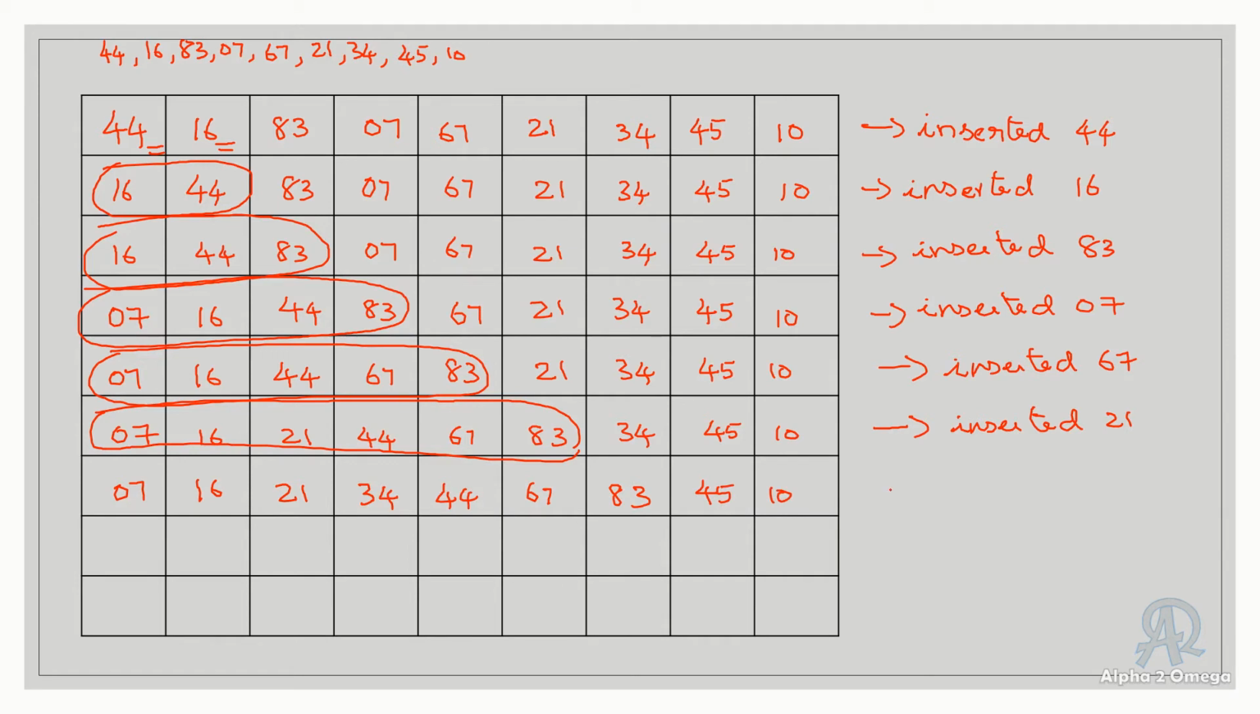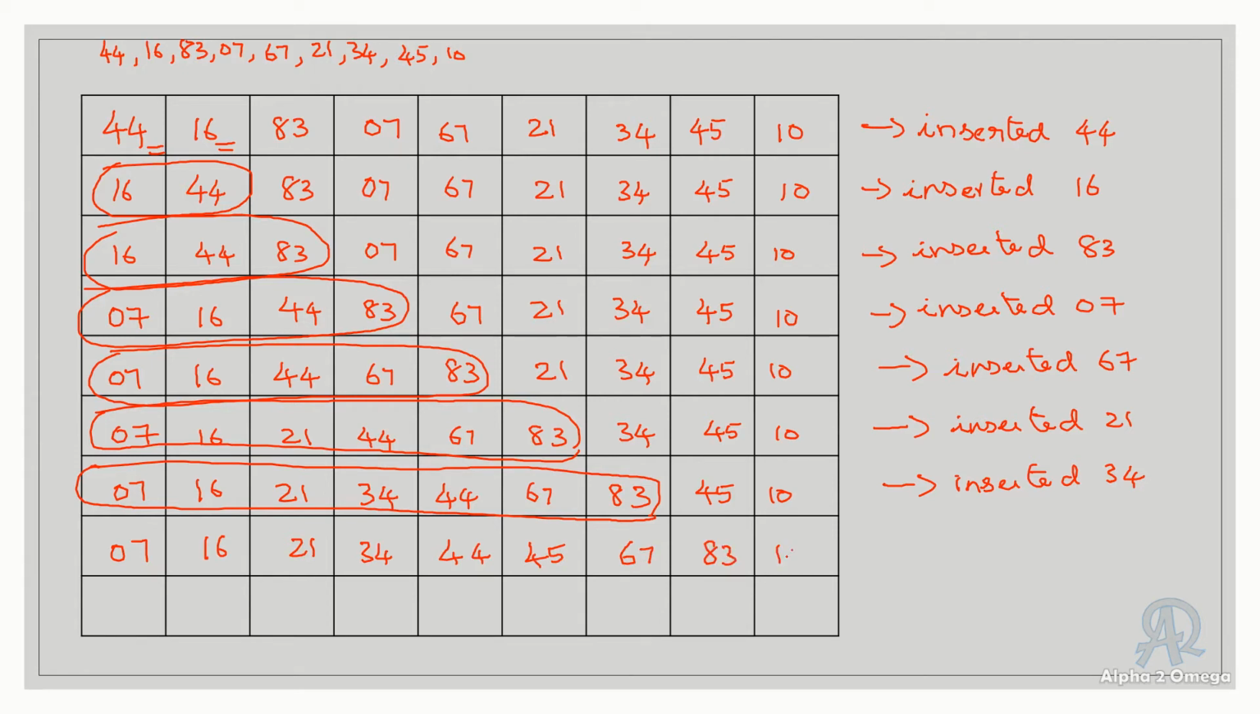Okay, so now what is inserted here? 34 is inserted. Okay, so sorting is done up to here. Okay, now we check with 45. When checking with 45, where should it come? It should be somewhere between 44 and 67. So it will come and insert in between 44 and 67. Okay, 34, 44. So here is where 45 will come, then 67, 83 and 10.